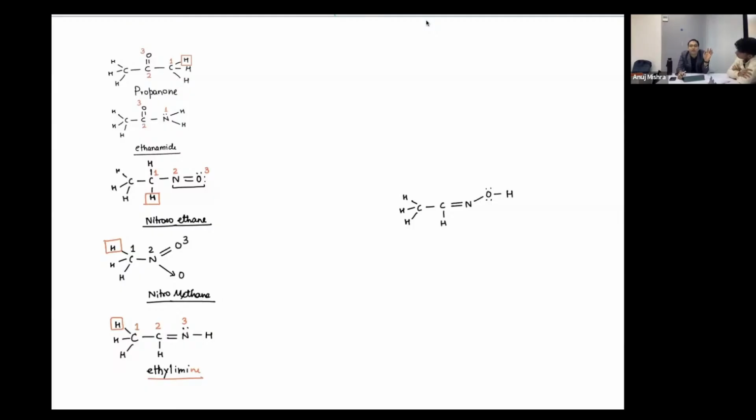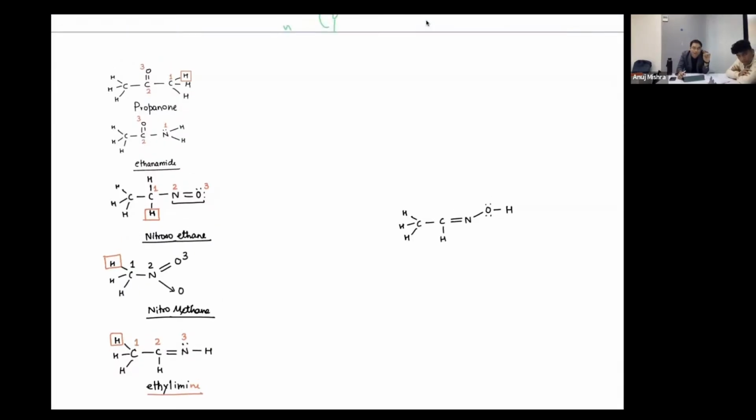Forget about that. Where is H? Just observe the pattern. There is a double bond between 2, 3. Then there is a single bond between 1, 2. And there is a H on. Don't see the atoms. See the pattern, right? So the pattern is the same in all five of them. If I keep this as a pattern, can you observe there's a double bond between 2 and 3? There is a single bond between 1 and 2. And there is a hydrogen hanging on. Can you observe this common pattern all across?